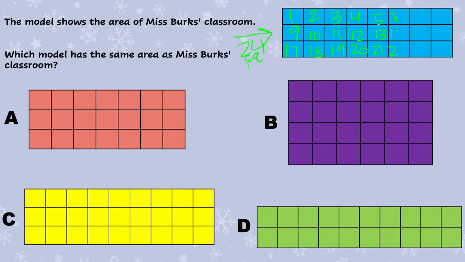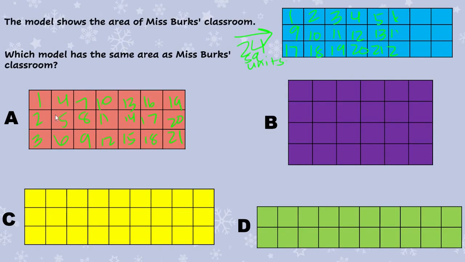So her classroom is 24 square units. Okay, so now we have to count these other ones, and we have to find out which one also has 24. So A is 1, 2, 3, 4, 5, 6, 7, 8, 9, 10, 11, 12, 13, 14, 15, 16, 17, 18, 19, 20, 21. So could A be it?